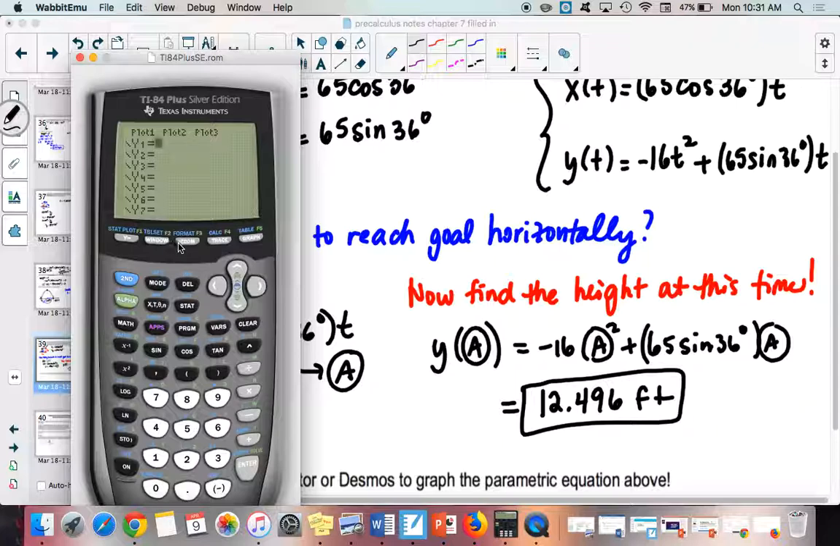Okay, so if I go to my mode and I change it from function into parametric, when I hit y equals, I now have my x and my y. Remember doing this before? So I want you to put your x of t equation, so the 65 cosine of 36 times t.